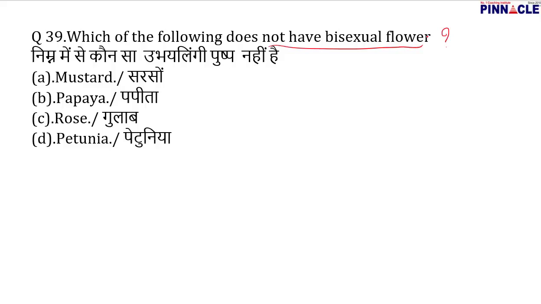While there are certain flowers which do not have both the stamen and pistil in the same flower, and they are said to be unisexual flower. The example of unisexual flower, or the flower which is not a bisexual flower, is papaya. It does not have bisexual flower, it has unisexual flower. So for question number 39, D, that is papaya, is the correct option.